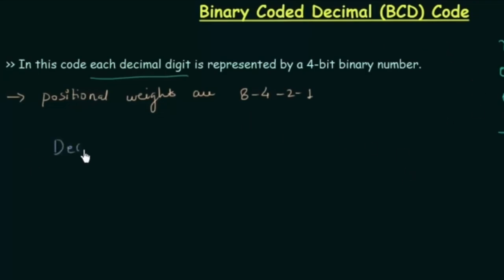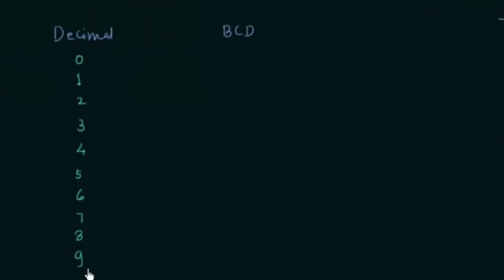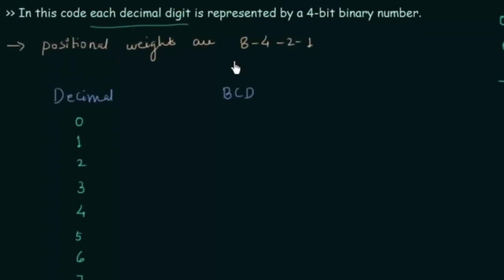Now we will write down BCD code for decimal digits. In our first column we have decimal digits, and in the second column we will have the BCD code for the decimal digits. Decimal digits are 0, 1, 2, 3, 4, 5, 6, 7, 8 and 9. In BCD code, the positional weights are 8421. So the weight of MSB is 8, then 4, then 2, and the weight of LSB is 1.